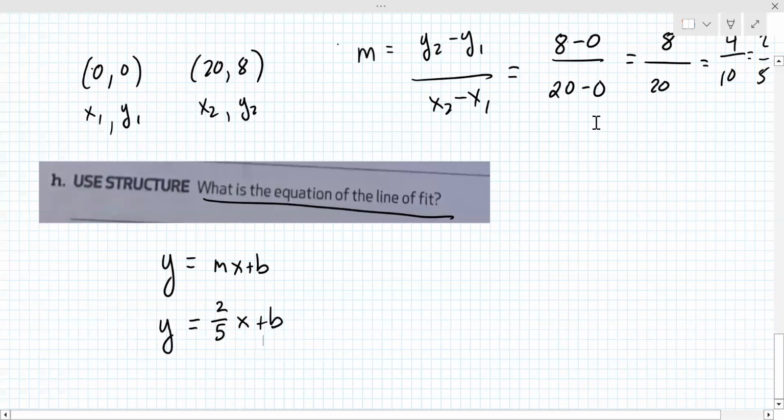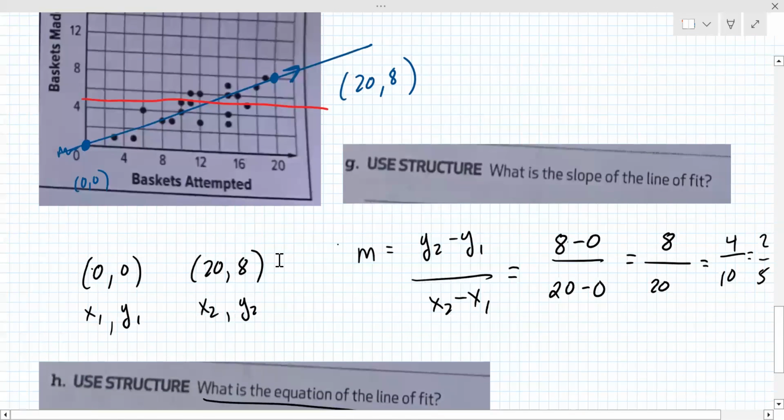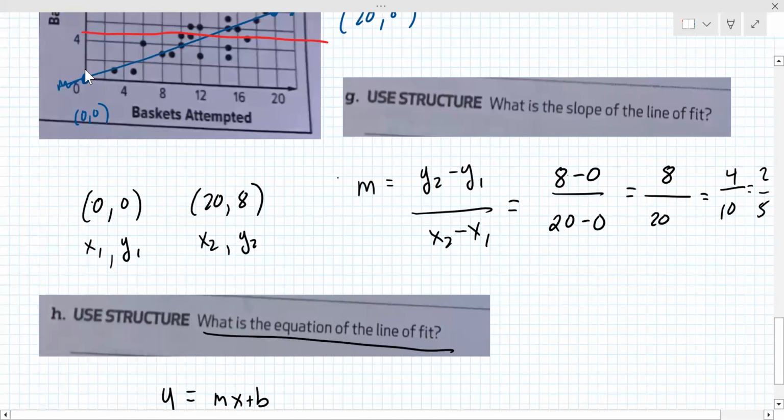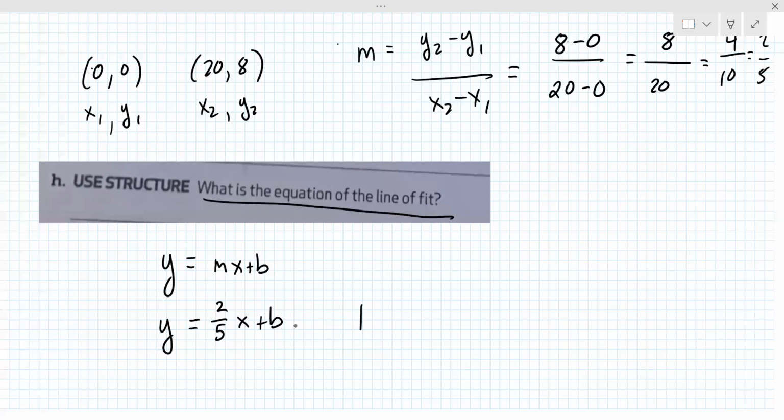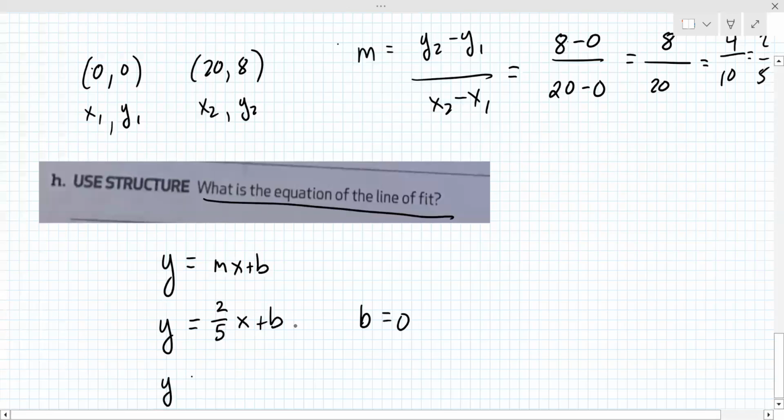Do you remember what the b value represents in the graph? Like what would you call it in the graph? Would you call it like baskets made or? Nope. The b value is always the y-intercept. Where does it cross the y? At 0. Yeah, so it crosses at 0, so the b is 0 in this case. Okay.